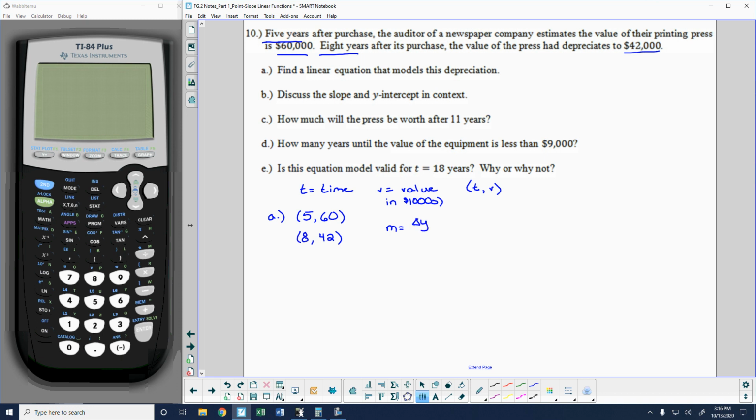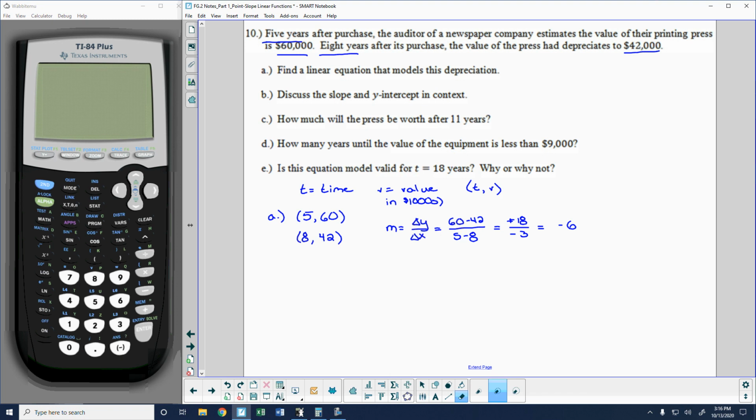So how do we find slope? We do change in y over change in x. So this would be 60 minus 42 over 5 minus 8. And then we can simplify. Sorry, this would be positive 18 over negative 3. So positive 18 divided by negative 3 would be negative 6. So my slope is negative 6.